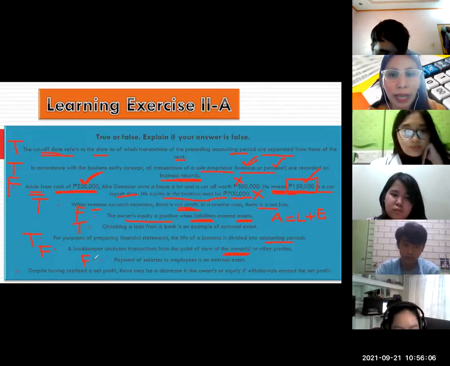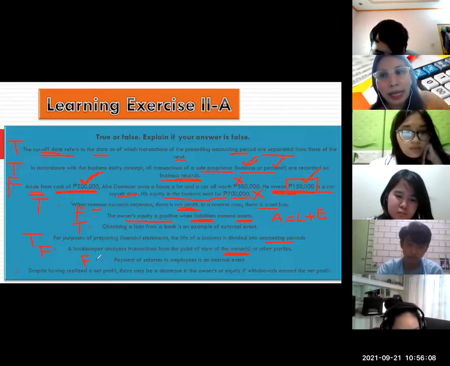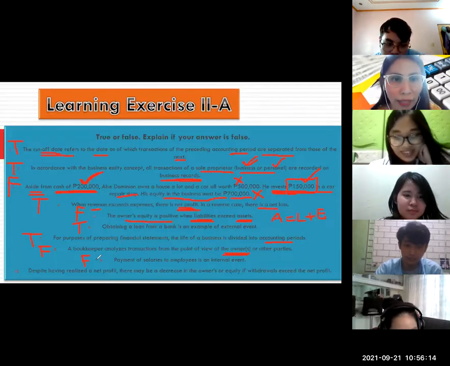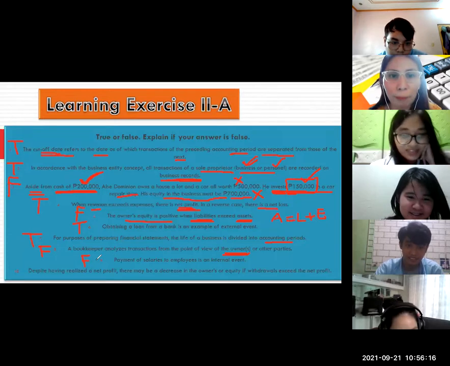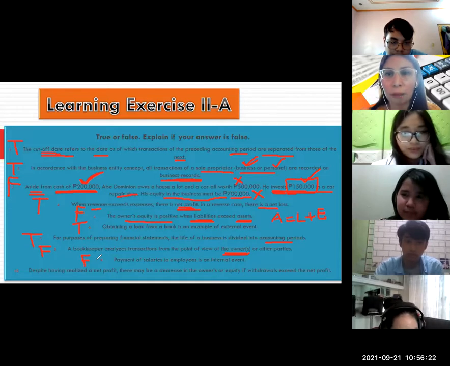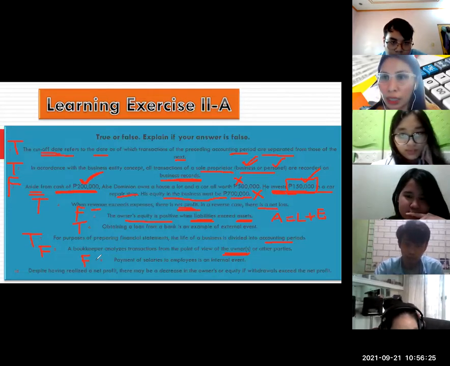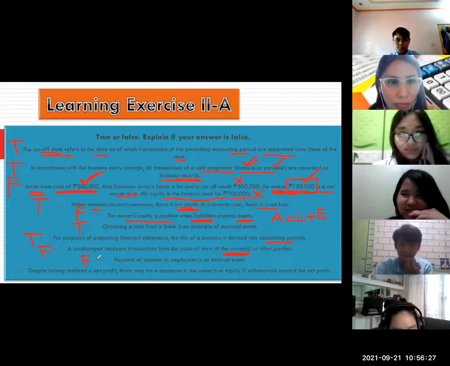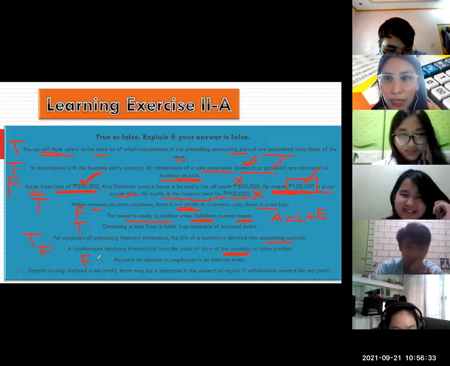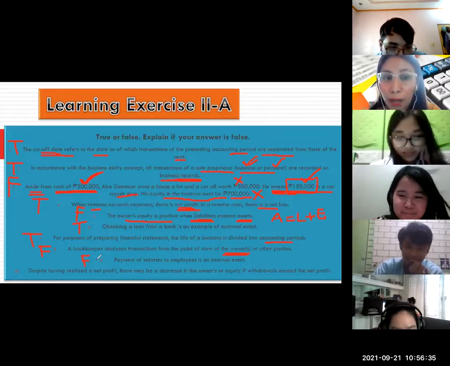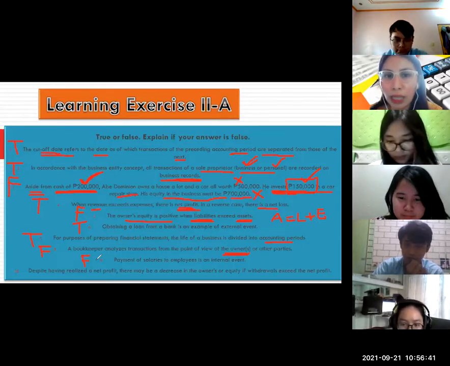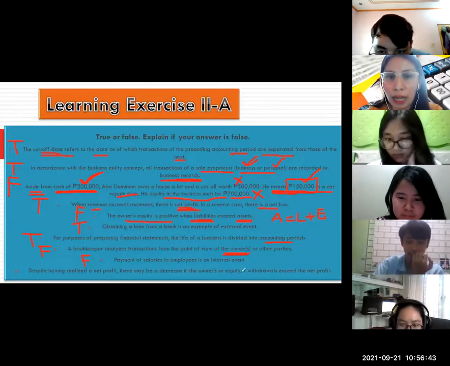And for number 10, let's try Cybel. Despite having realized a net profit daw, there may be a decrease in the owner's equity if withdrawals exceed the net profit. True or false? Try lang siya. Sabi dito, despite having realized a net profit, meron ka daw net profit. So there may be a decrease in the owner's equity if withdrawals exceed the net profit.